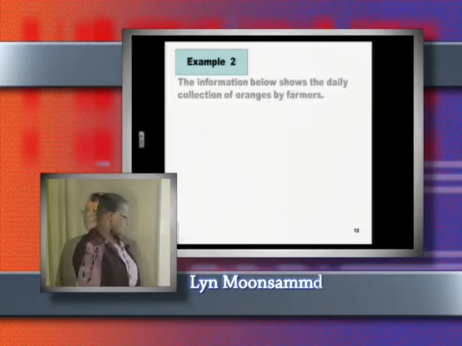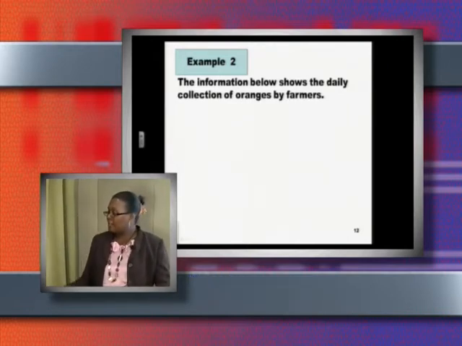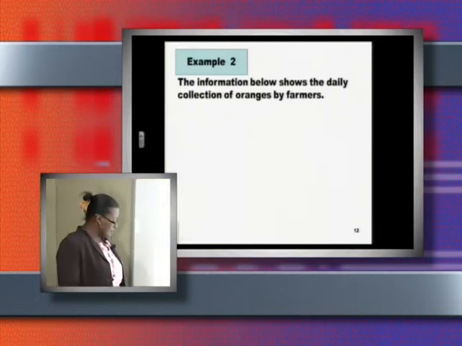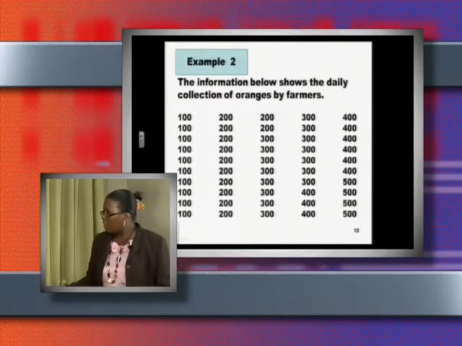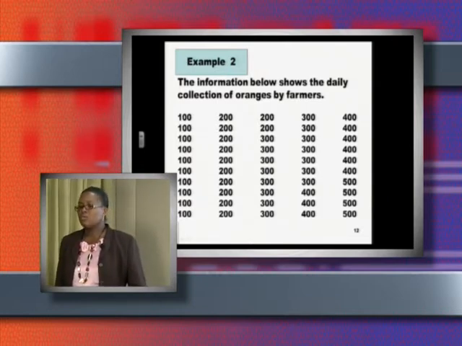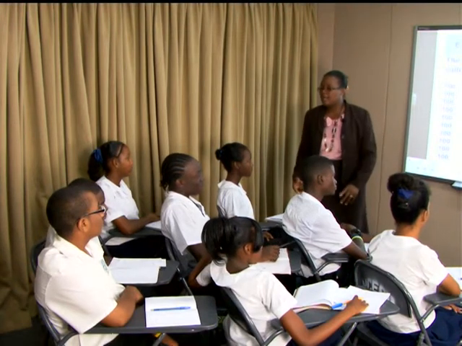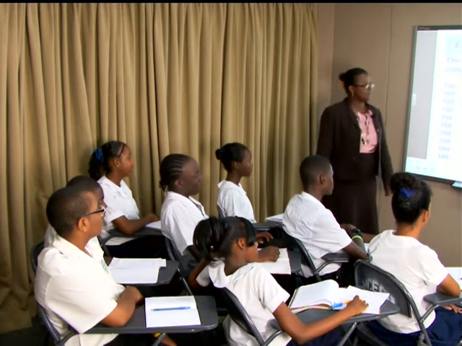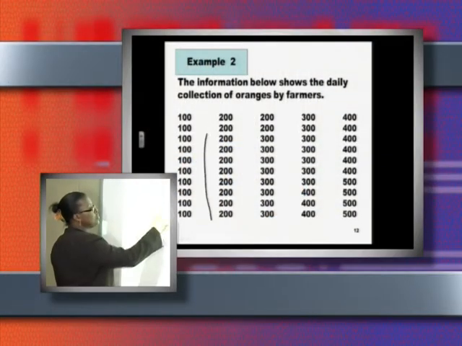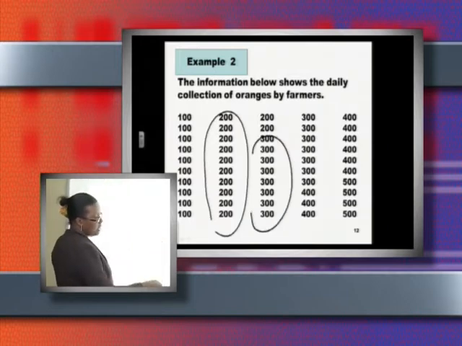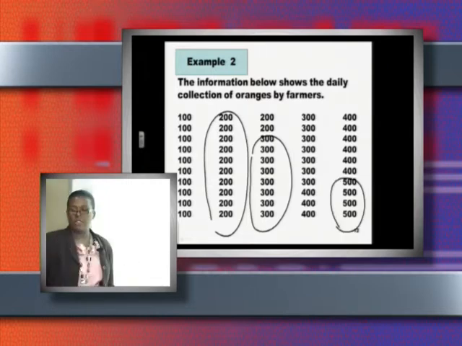Now let's explore example 2. We have a set of farmers who have an orchard with oranges, and they collect these oranges on a daily basis. Now let's look at some information. Can we sit and punch and have all of those in a short space of time? No, it's going to take a very long time. So what we're going to do is make use of concepts like tally and frequency to get our mean. We can see that a number of farmers collected 100 oranges per day. Some collected 200, some collected 300, and so on. And the most collected per day, by 4 farmers, was 500.